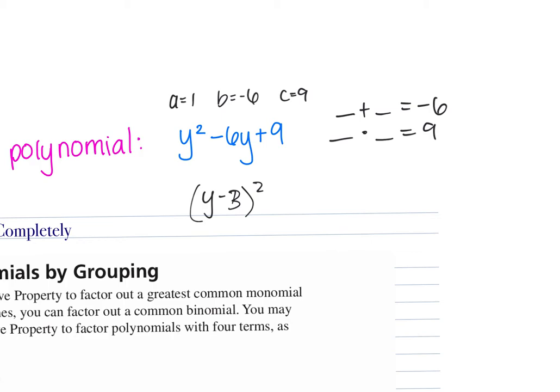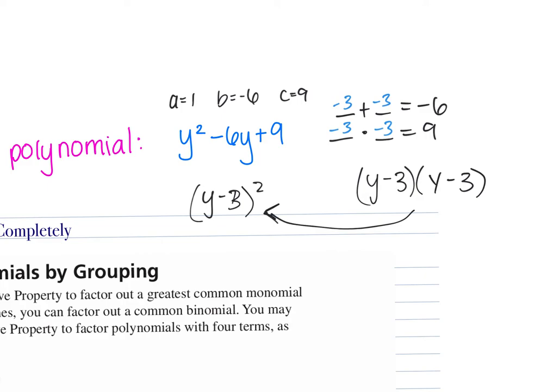So I got -3, so -3 plus -3 equals -6. And then -3 times -3 equals 9. Perfect. And then I did y minus 3 since they're negative. And since it's the same thing, I just put it squared. So you wrote it y minus 3 squared.